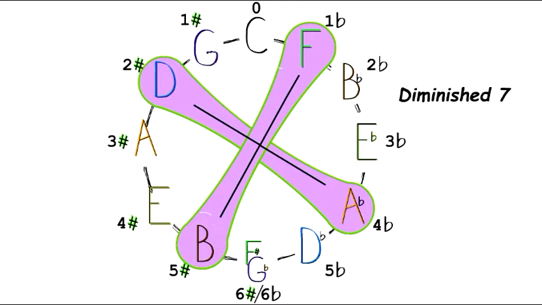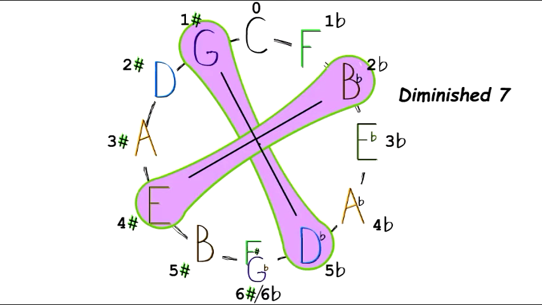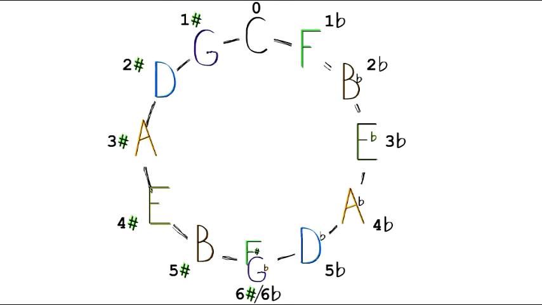The shape of the diminished 7 chord spans the entire circle. Because of its shape, there are only 3 possible variations of diminished 7 chords. This one, and this one. Similarly, augmented chords span the entire circle.